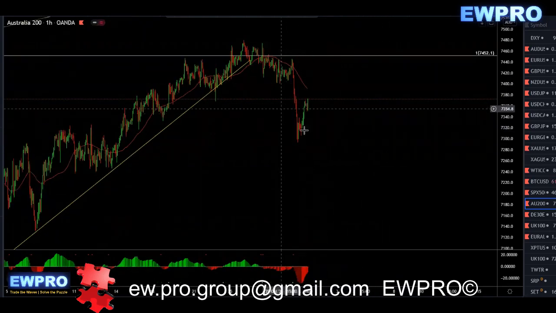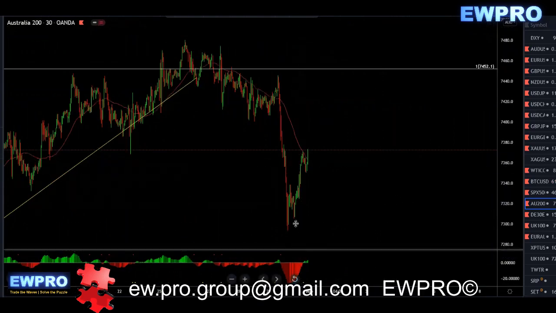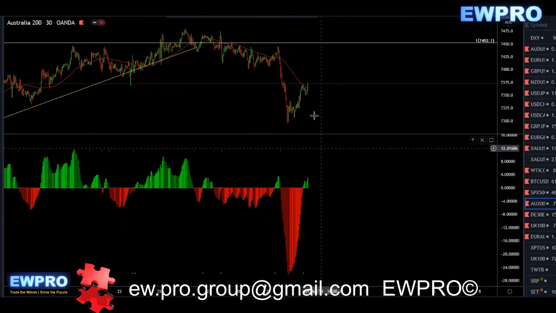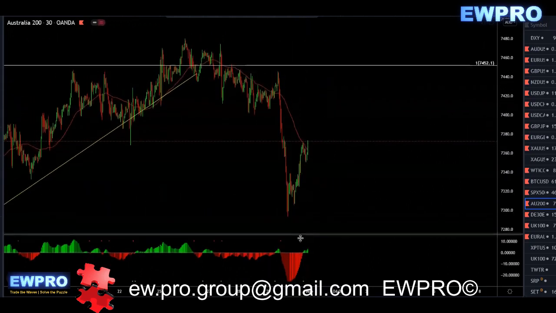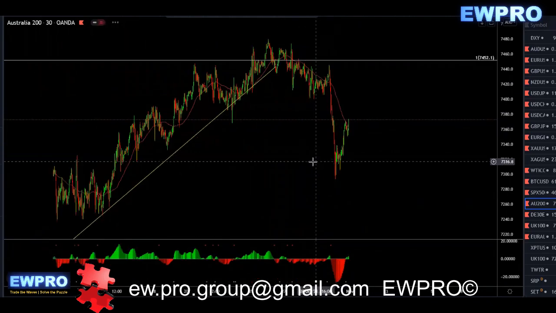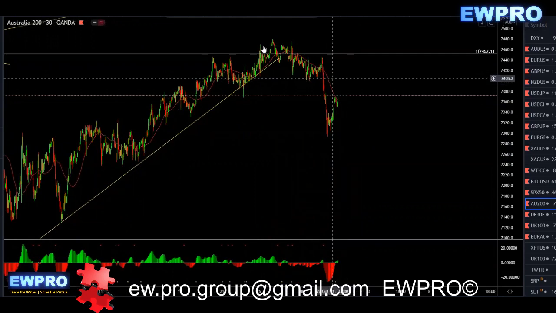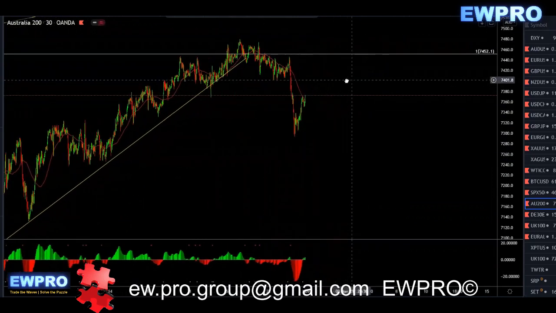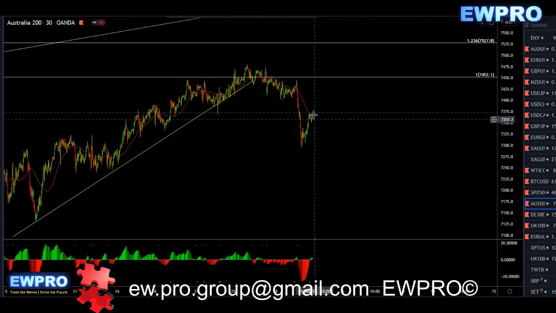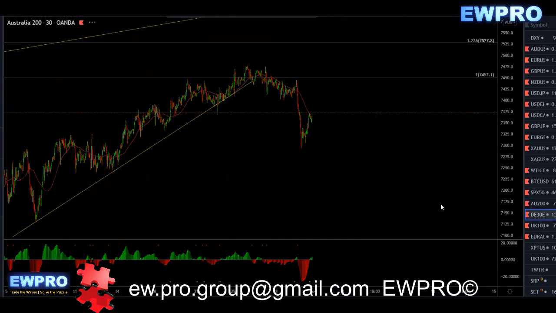You may get bear hidden here, like on the M30, it may give you bear hidden. It's not quite giving you bear hidden yet, but you more than likely will get bear hidden on the M30 or the M15. I'm not looking for the buys at all, like I've been saying for a long time. We're at tops, very risky to be buying. If you do get a sell setup, I'll be more interested in a sell.